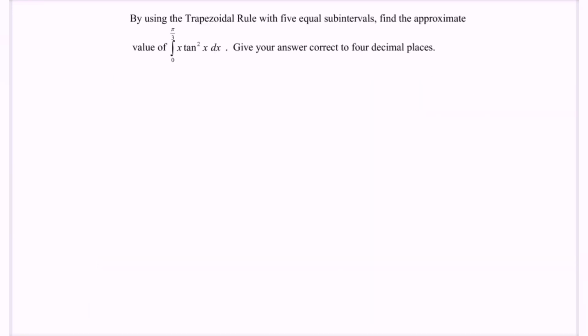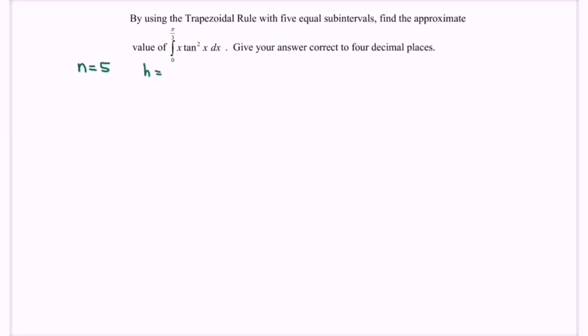Hello everyone, in this video I'm going to discuss the example for trapezoidal rule. By using the trapezoidal rule with 5 equal subintervals, so here n is equal to 5, find the approximate value of the integral of x tangent squared x dx from the limit 0 until pi over 3. Give your answer correct to 4 decimal places.